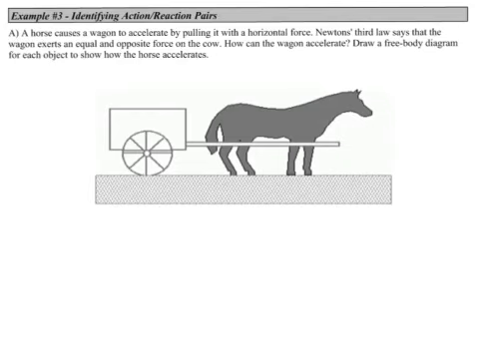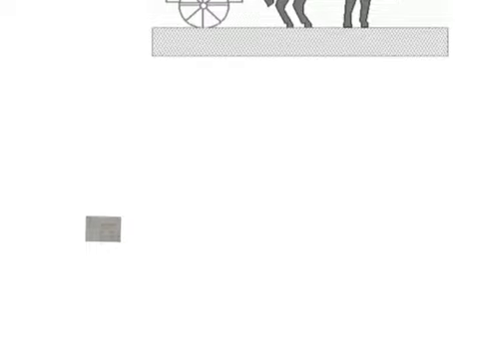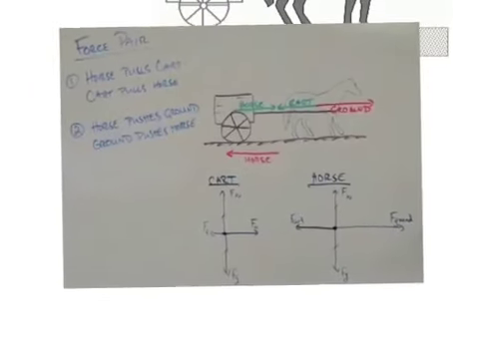Let's look at an example. A horse causes a wagon to accelerate by pulling it with a horizontal force. Newton's third law says that the wagon exerts an equal and opposite force on the horse. How can the wagon accelerate? We want to draw a free body diagram of each object to show how the horse accelerates. So when we do that, here is what we should look at.